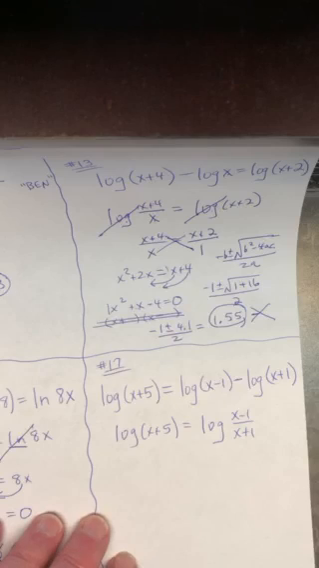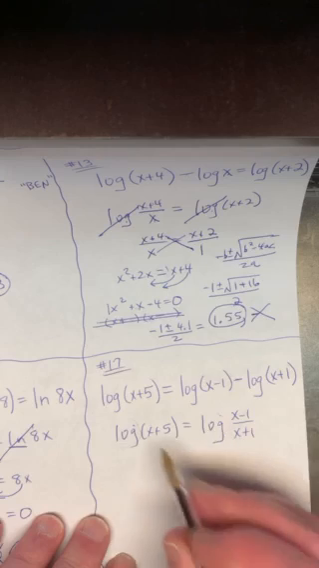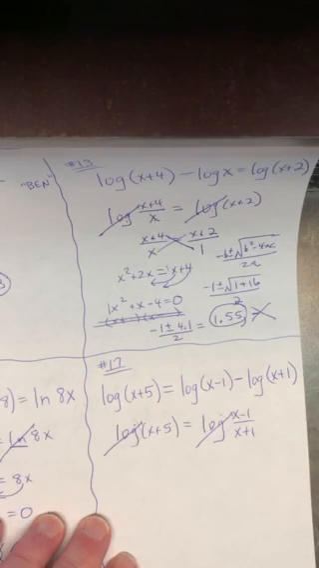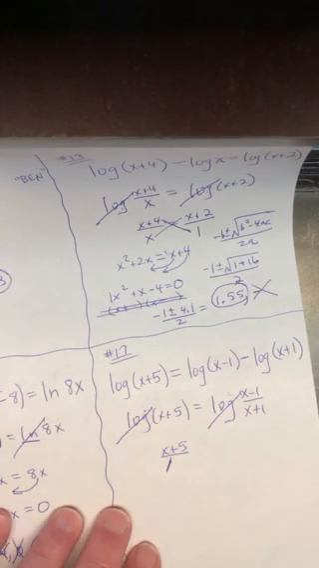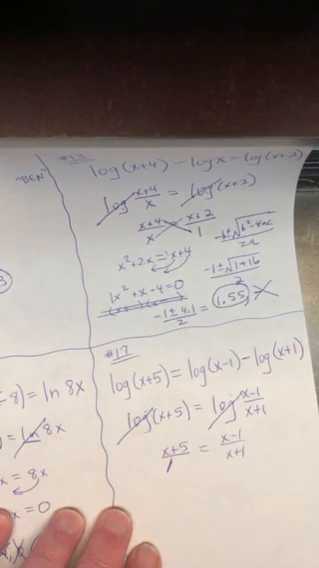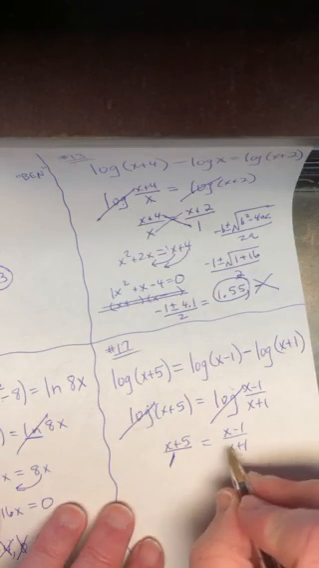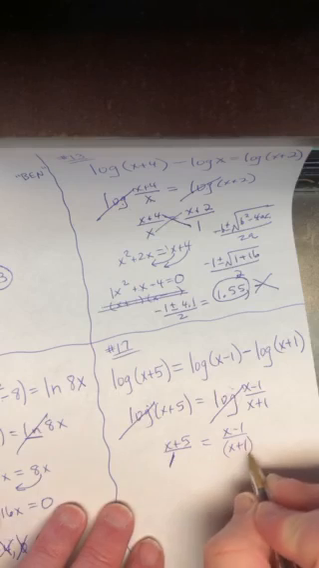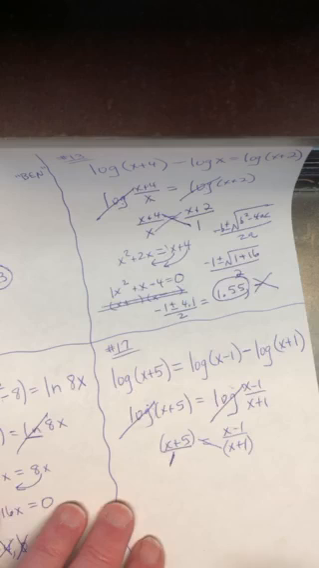Oh, good news. I've got a log on the left. I've got a log on the right. So those logs cancel. That's happened 3 times in a row now. I've got x plus 5, which is understood to be over 1, equals x minus 1 over x plus 1. And now I cross multiply, correct? Now careful, I'm taking this entire denominator times that numerator. So you're going to have to double distribute and get x squared.